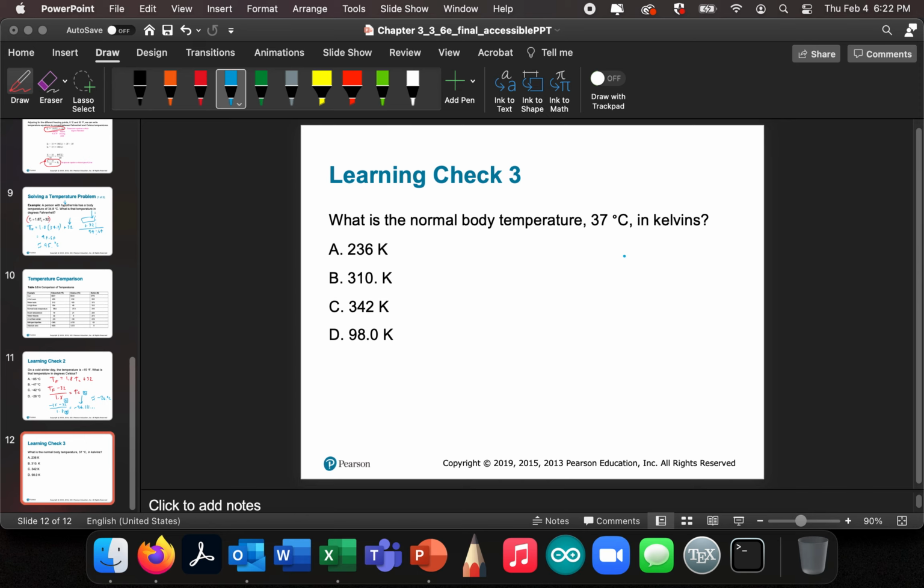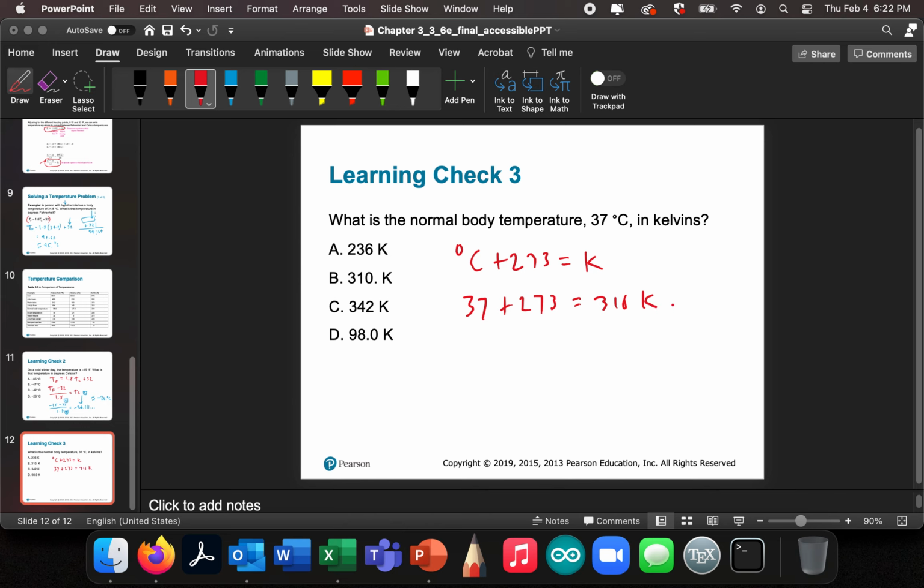Again, pause the video, look at the question, and come back and check your answer with mine. Okay, I'm going to suppose you paused the video. Don't forget, degrees Celsius plus 273 is equal to kelvins, because Kelvin can't go below 0, but Celsius can. So what's the temperature in kelvins? 37 plus 273 is going to equal 310 kelvin.